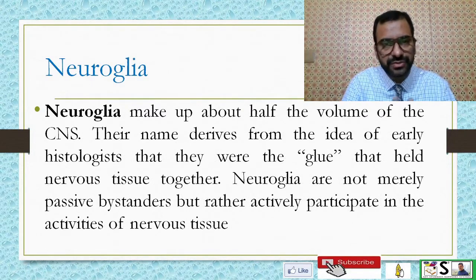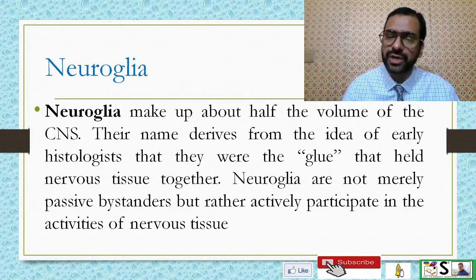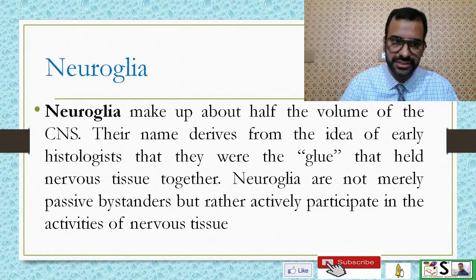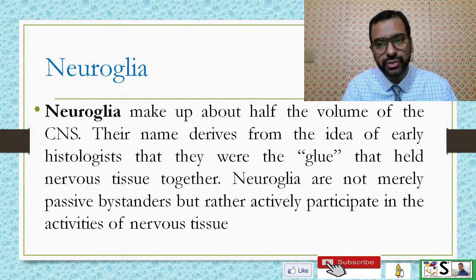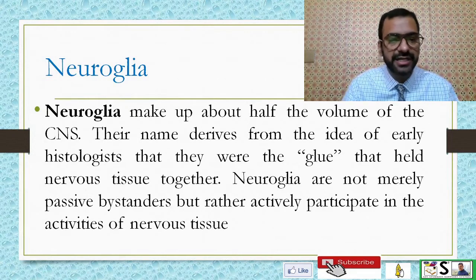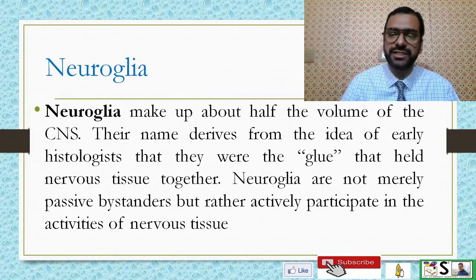Next structure of the nervous system is neuroglia. Neuroglia are special cells. They make up about half of the volume of the central nervous system. Their name derives from the idea of early histologists that they were the glue that held the nervous system together. Neuroglia are not merely passive bystanders, but rather actively participate in the activities of the nervous system.